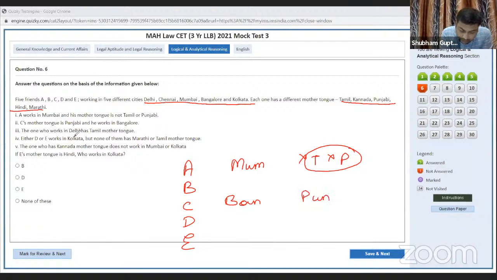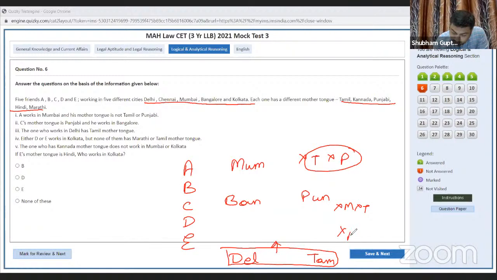The one who works in Delhi has Tamil as mother tongue. So the one who works in Delhi has mother tongue as Tamil. Correct? So these will go together wherever they go. Either D or E works in Kolkata, we do not know whom, but none of them has Marathi or Tamil as mother tongue. So here I will cancel Marathi and Tamil. Here I will also cancel Marathi and Tamil.